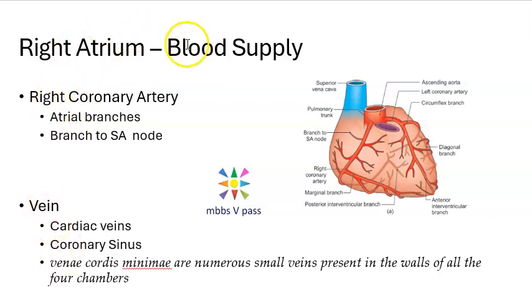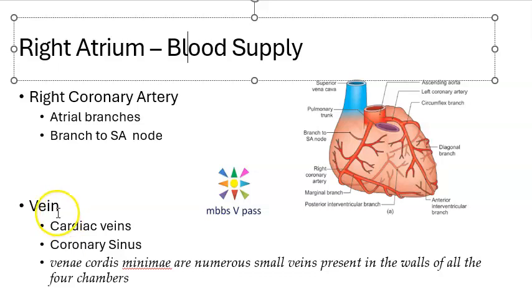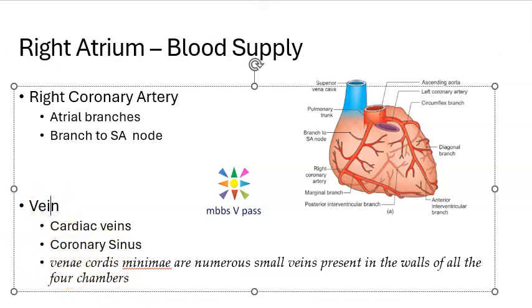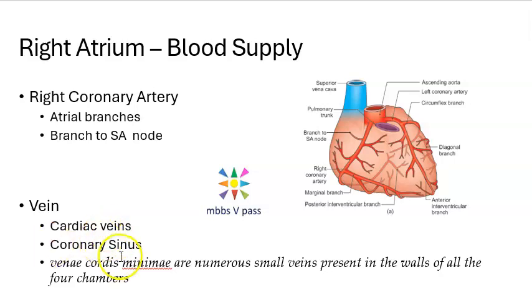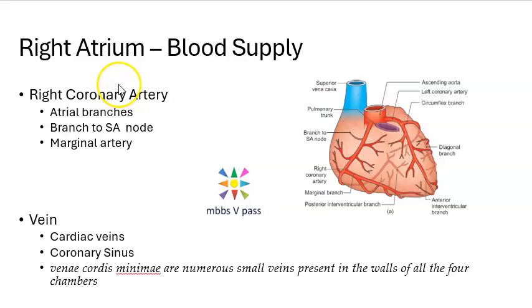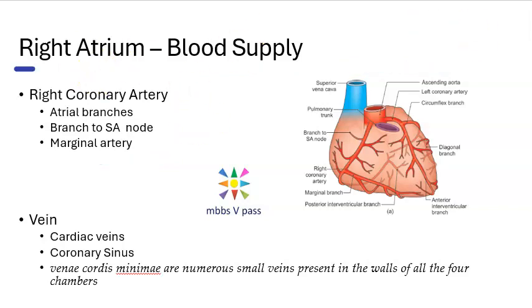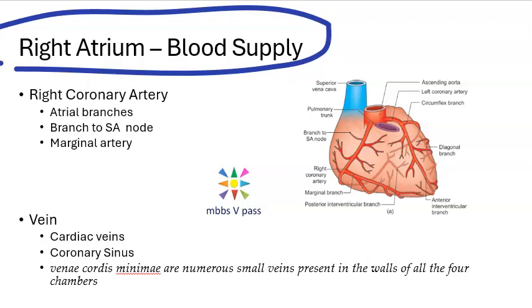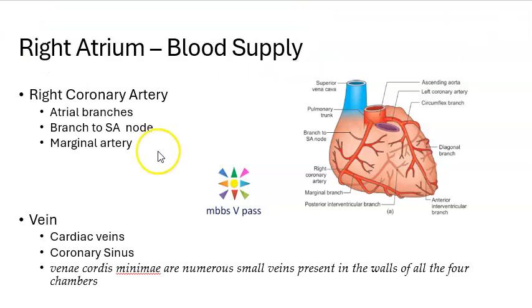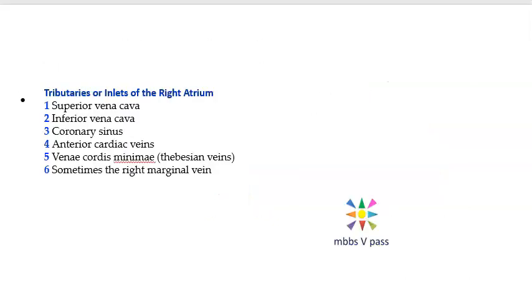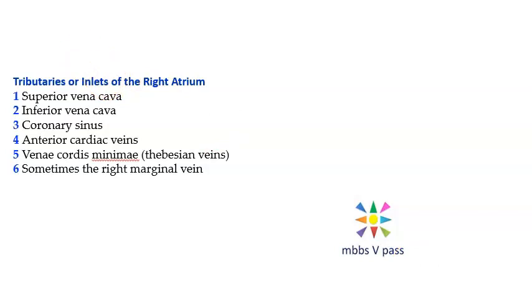Now coming to blood supply, you should not only explain the arteries, you should also explain the veins. Very good. So here you have the cardiac veins, coronary sinus, venae cordis minimae, which are small numerous veins present in the walls of all four chambers. Guys, when they are asking blood supply of the right atrium, you also add this right marginal artery, okay? And I have a feeling that when they have asked right atrium blood supply, they are not talking about the coronary arteries which are helping the right atrium work. I think they are asking you from where the blood reaches this chamber. It is not very clear, right? So what you do is you tell how the blood reaches the right atrium also.